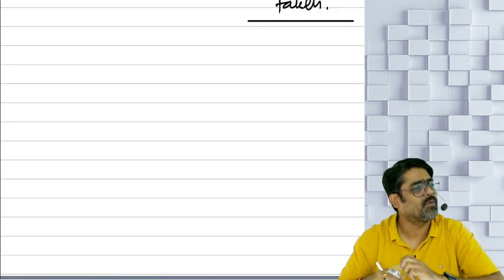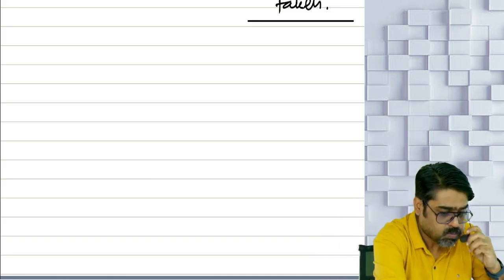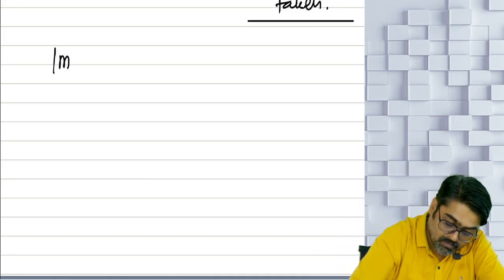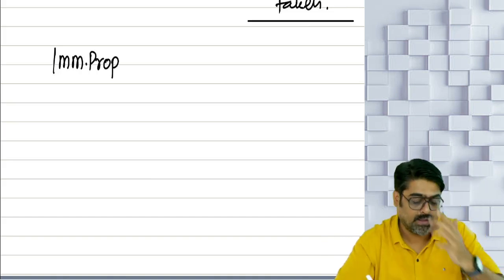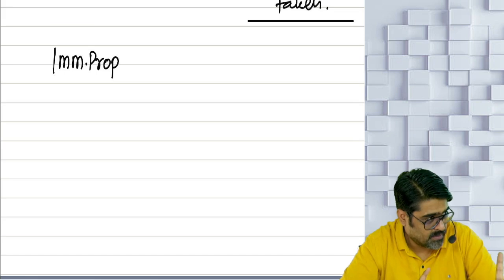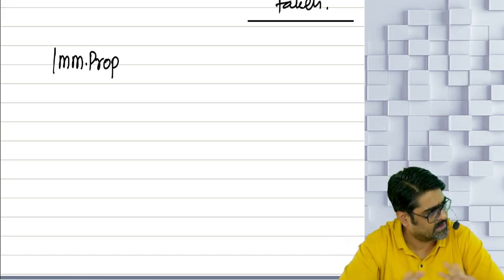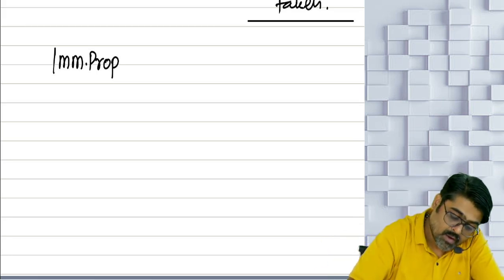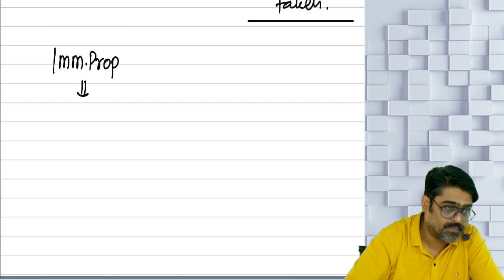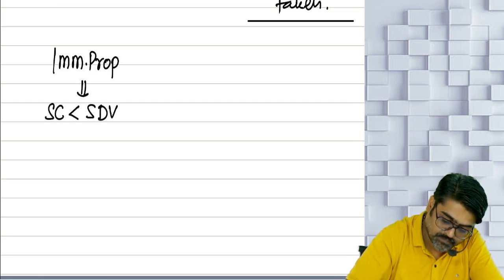Which type of asset were we discussing? Immovable property. The asset is immovable property, right? Everyone please pay attention. Important discussion. Last discussion and then this section will be over. Immovable property is there. What if, for this immovable property, the sale consideration is less than the stamp duty value?